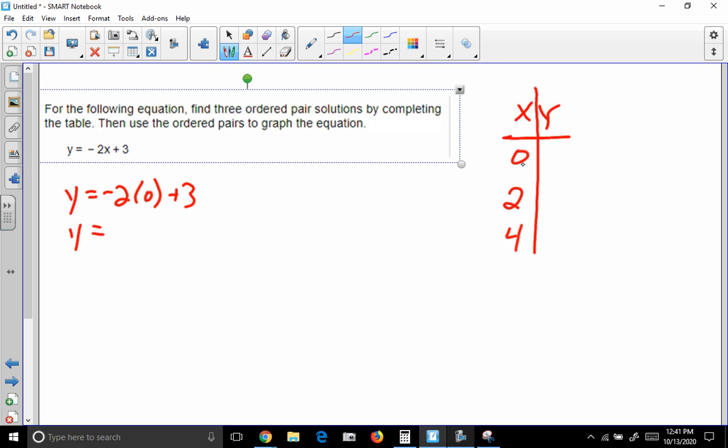So if we plug a 0 in for x, negative 2 times 0 is 0. 0 plus 3 is 3. So when we put a 0 where x goes, y is 3.